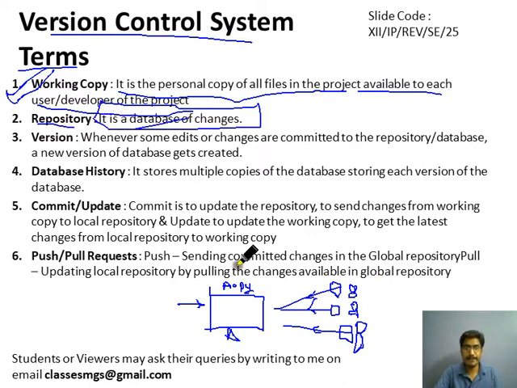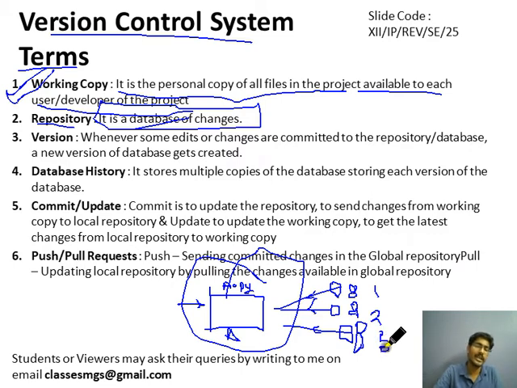Repository is a system that has the database of changes. If developers 1, 2, and 3 are working on the same file, then it will track the history. The history of the changes done by developers 1, 2, and 3 over a period of time on that particular file is maintained in the repository. Then we will see the version.